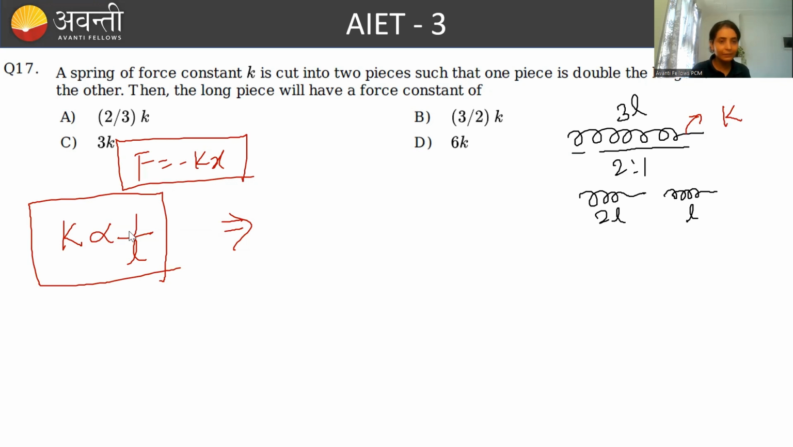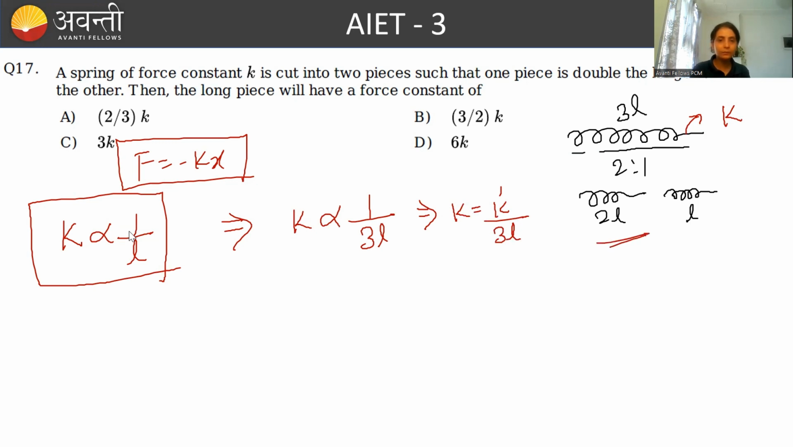So initially its length is how much? 3L. So K must be directly proportional to 1 by 3L, and यानी कि inversely proportional to 3L. And let the proportionality constant be K dash. So K = K dash by 3L.